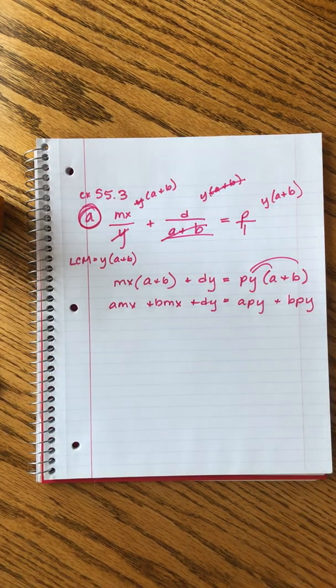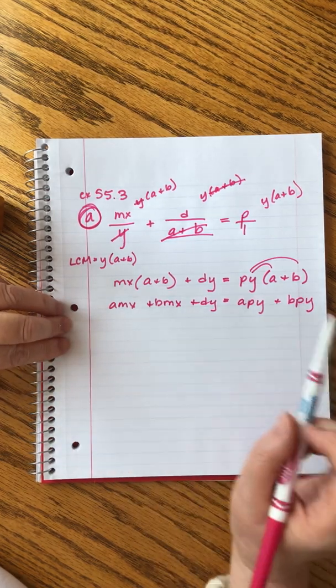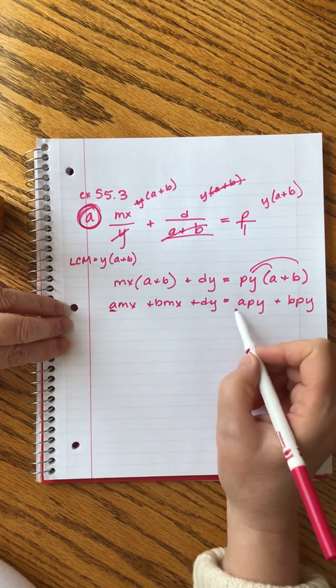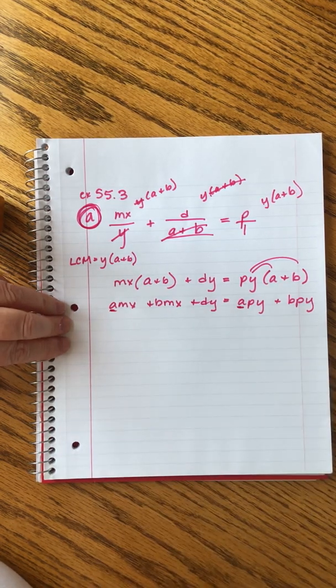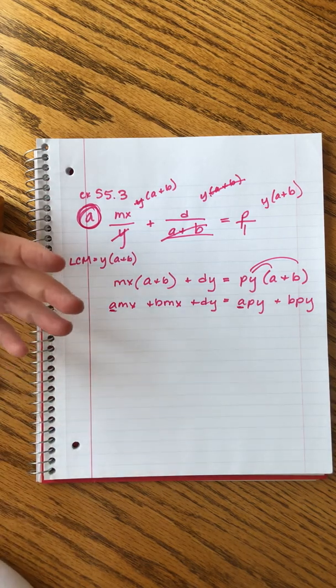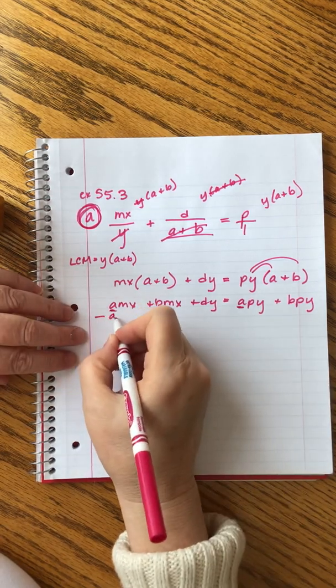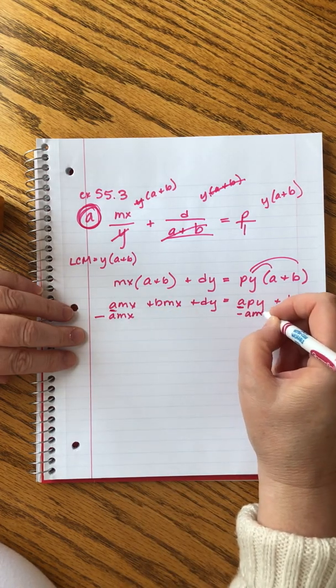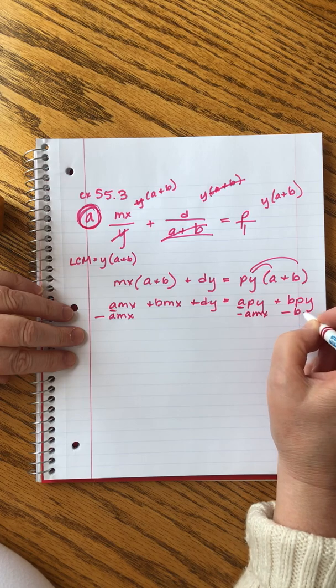I like to say my variable clusters, my terms. All right, that's a lot, isn't it? We have 5 terms this time. And we're looking to solve for A, so where are our A's? There's an A, and there's an A. For me, I'm going to subtract this AMX, and then I'm going to subtract the BP.